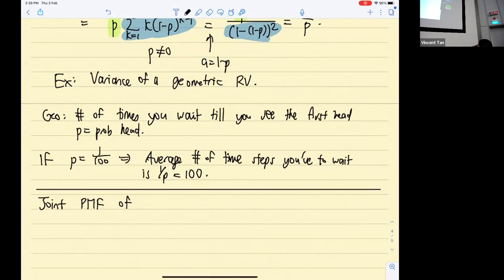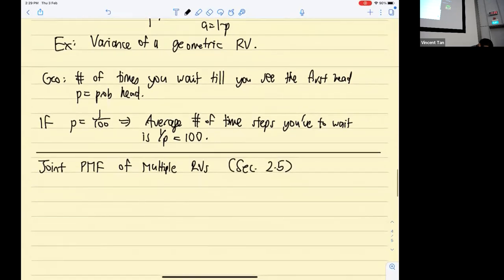Joint PMF of multiple random variables. Please read section 2.5. So let's consider two discrete random variables, X and Y. Now, why in the world do we even consider this? Is it just for us to feel good about ourselves that we know a lot of things?